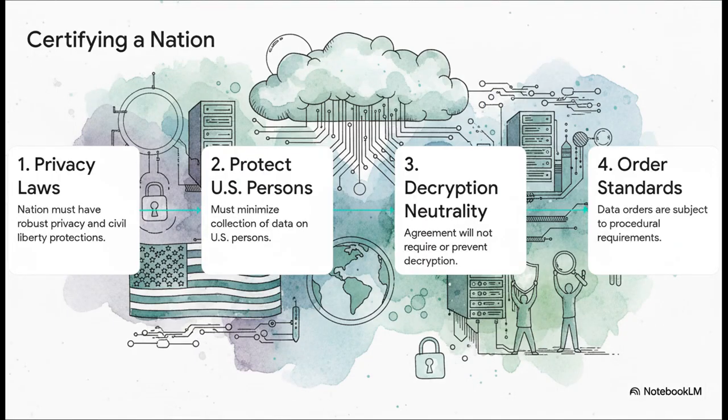But, and this is a really big but, it's not a free-for-all. Before any of these agreements can happen, the U.S. Attorney General has to stand up and certify to Congress that the other country meets some really high standards. They have to have strong privacy laws, they have to promise not to target Americans, and they have to follow a bunch of other important rules.